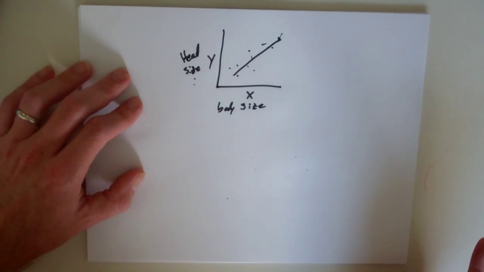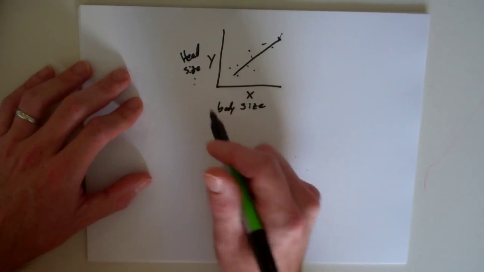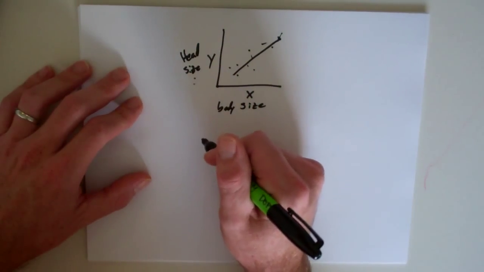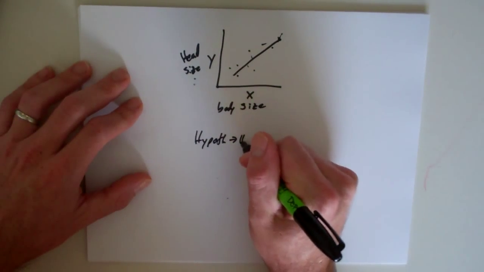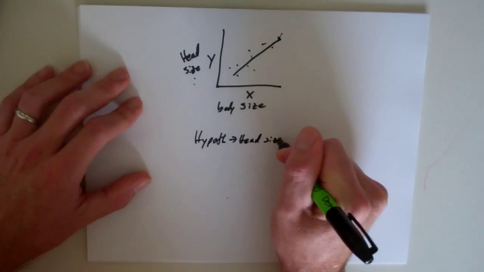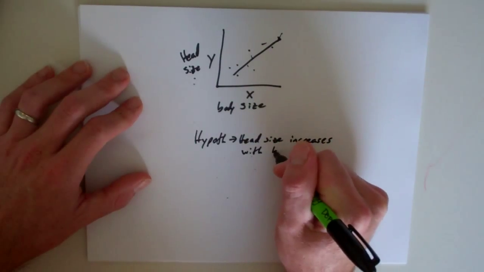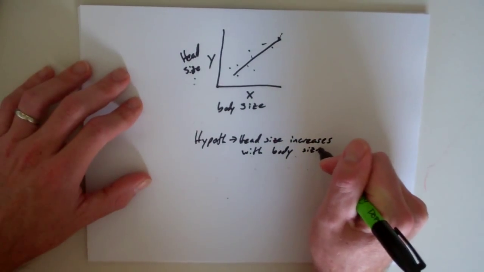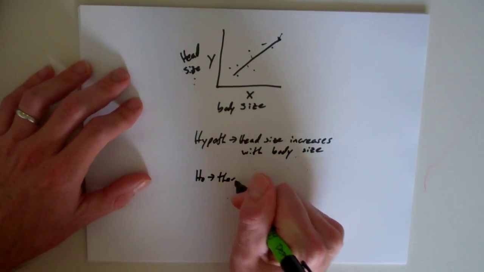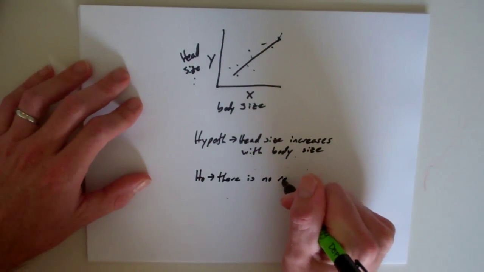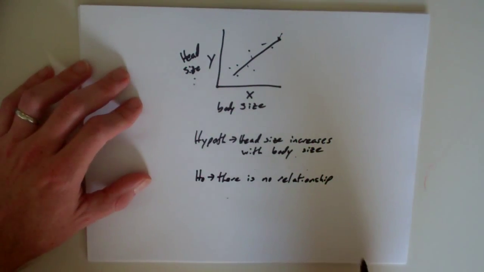However, just like in the previous example, the null hypothesis is what you're actually going to be testing. And so your hypothesis, as you've observed it, would be head size increases with body size, but the null hypothesis is there is no relationship between head size and body size.